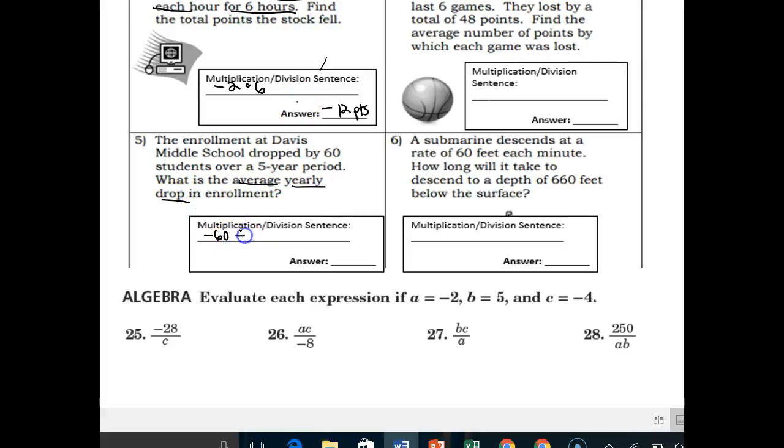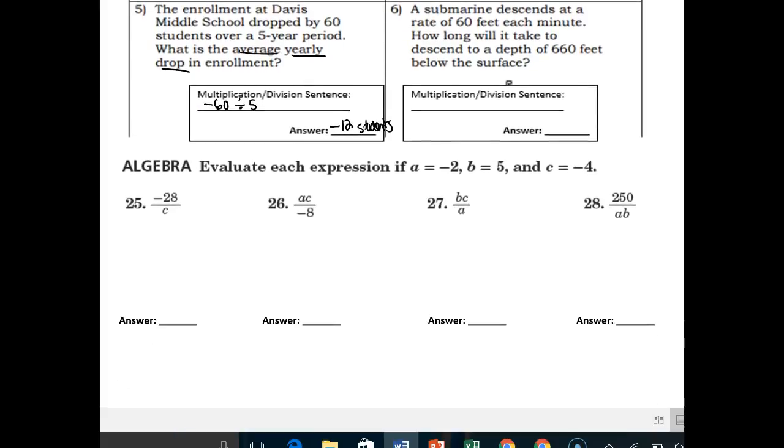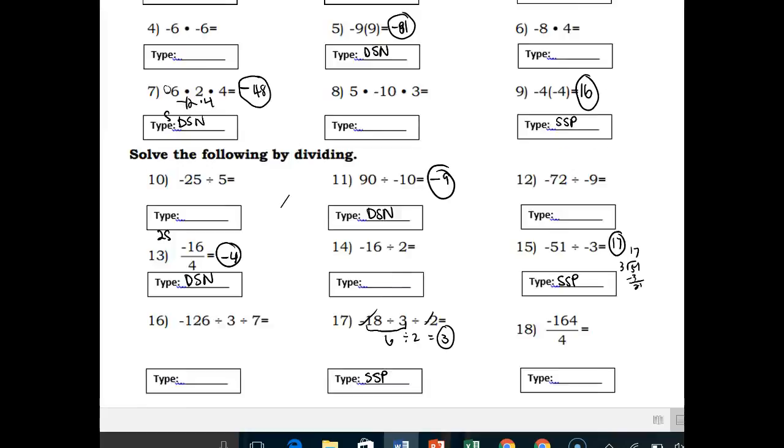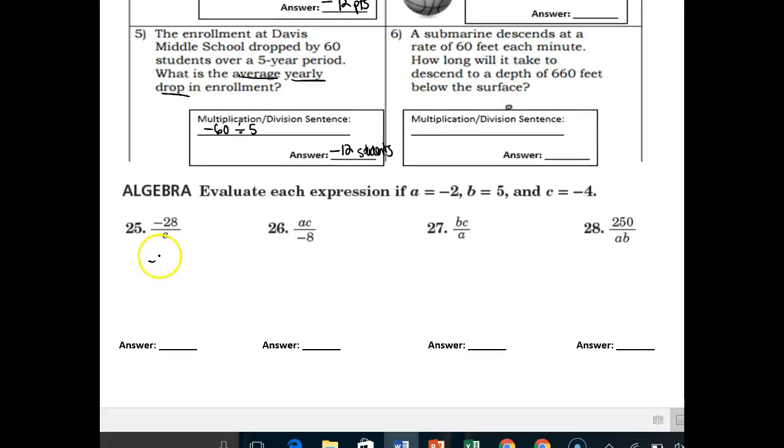So if it's dropping by 5, we're actually dividing by 5 this time. So negative 60 divided by 5 is negative 12. They lost 12 students each year. So 12 students. All right, and number 25. So negative 28. Oops, sorry about that. Negative 28 divided by c. What's c? C is negative 4. So negative 28 divided by negative 4 is positive 7.